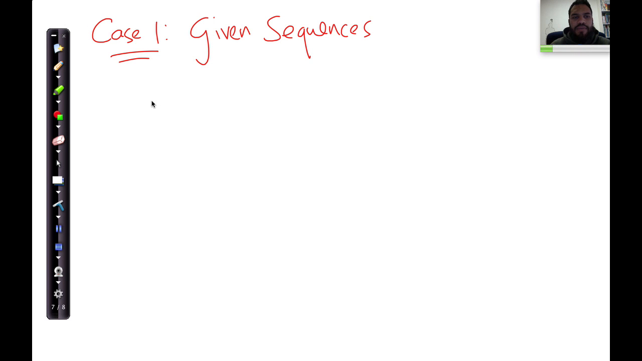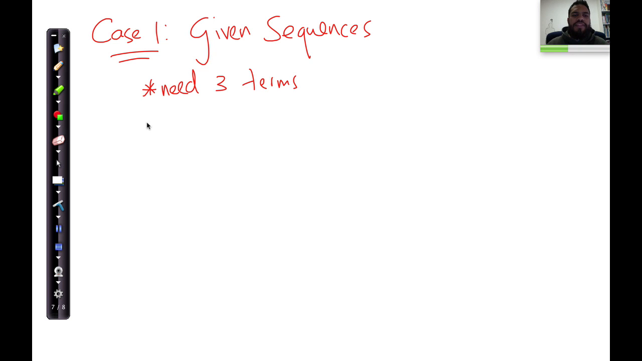Let's get into what is case 1 of an arithmetic sequence. I'm going to look at sequences and series, specifically case 1 for an arithmetic sequence. Now, what is a case 1 sequence? Well, a case 1 sequence is a given sequence. In order for a sequence to be considered given, we need 3 terms.